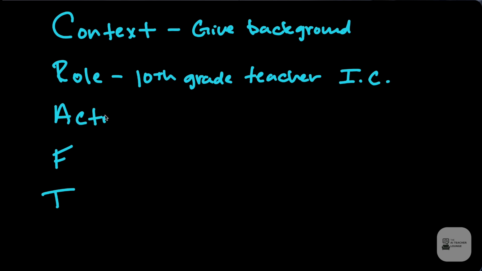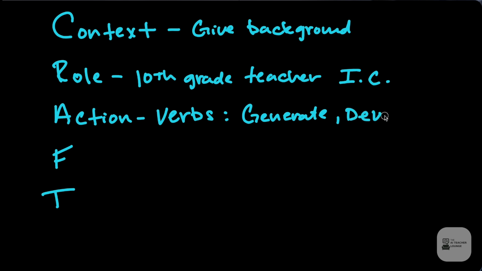Next, you want to give the AI an action. This is where you need to use verbs. Generate. Develop. These specific words are going to be able to tell the AI what to do. You want to give it an action. Differentiate, rewrite, design, scaffold. These key verbs are going to be the building blocks of your entire lesson plan. It's the action that you want the AI to do.